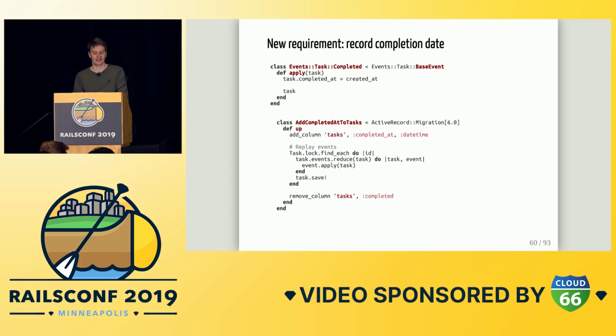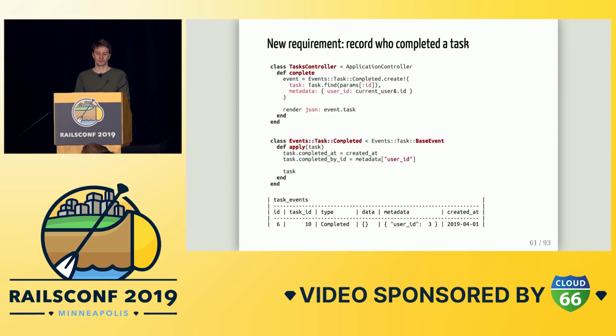When it comes to adding that new column to the database in the migration, all we have to do is replay events. That snippet of 6 lines of code to replay events will be the same everywhere. We basically iterate over every single task. We lock each task to make sure that we don't have concurrency and race conditions in place. And we iterate over every single event for that given task, and we apply the event to the task. And then we save the task to the database. And by just doing this, the completed at timestamp is now backfilled.